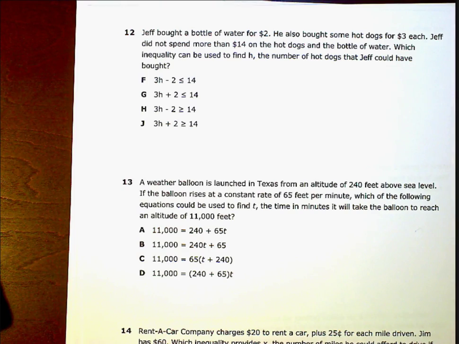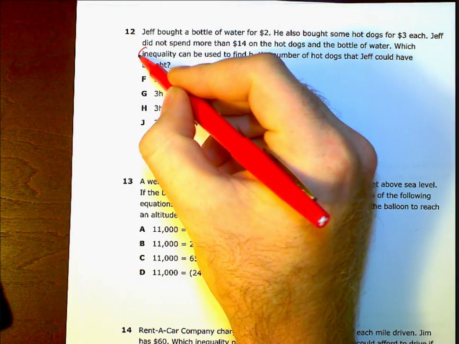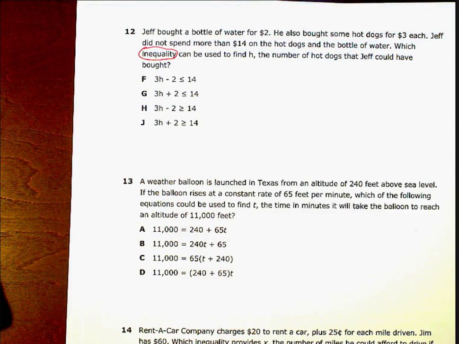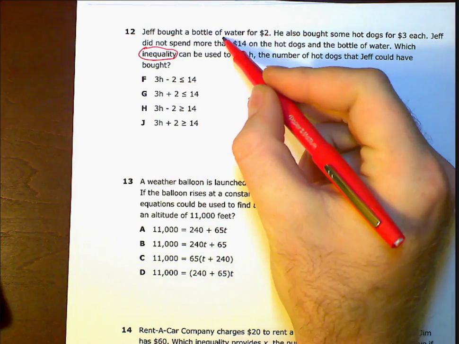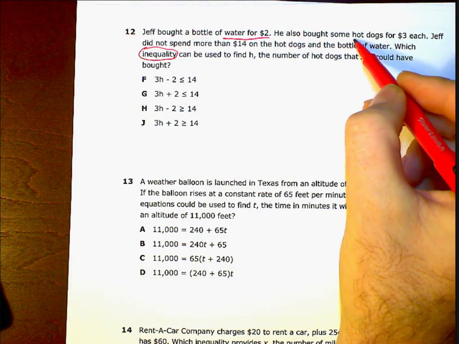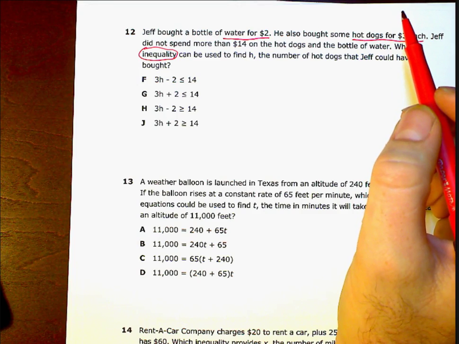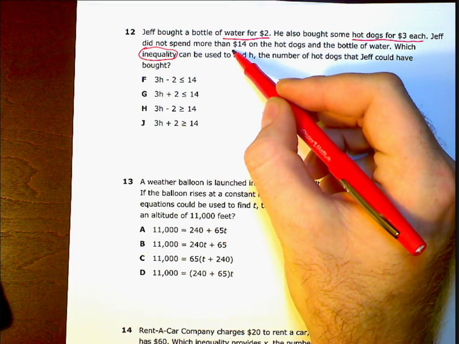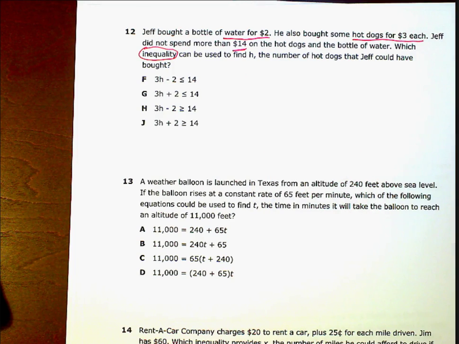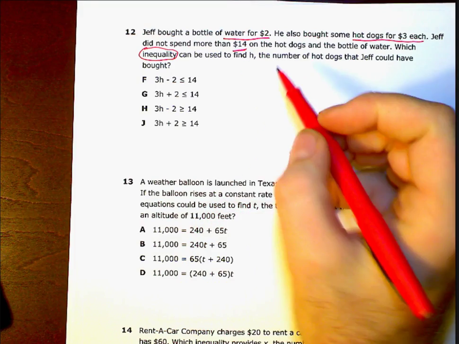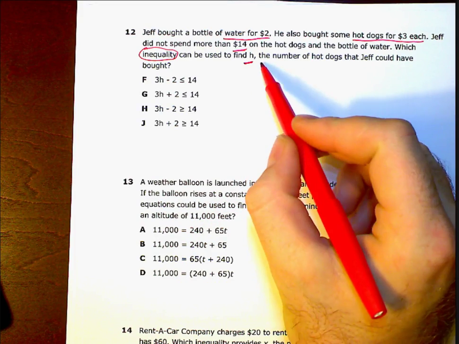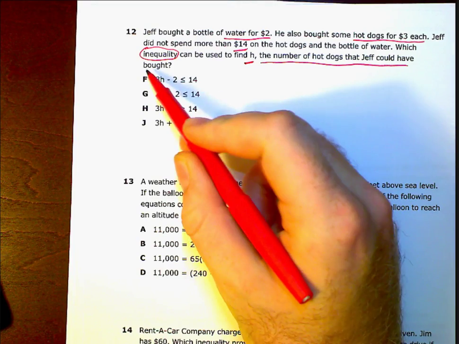Alright, so this one seems like it's fairly simple. We know that it's an inequality, so no equal signs should be in the answer. We know the cost of a bottle of water. We know the price of each hot dog. And we know how much more than that he could not have spent. And we know our variable. We know it's H, and we know that represents the number of hot dogs that Jeff could have bought.